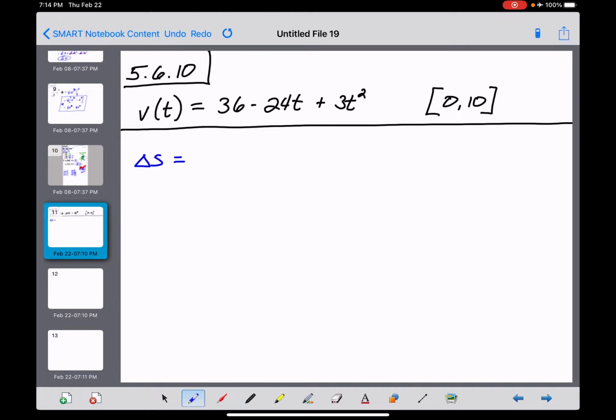Displacement is defined then, when you know your velocity function, as simply the definite integral from a to b of your v of t velocity function, taken with respect to time. So in this case, our a and b values here are going to be 0 and 10, and this is the velocity function that we're typing in. Now, we possibly could do this one by hand, but with the next thing we're going to need to do, that's going to be a calculator question anyway.